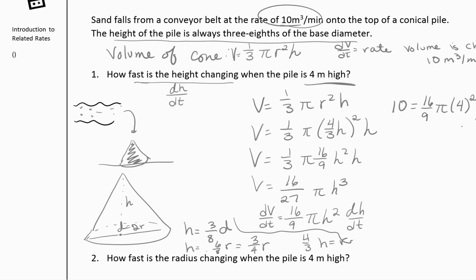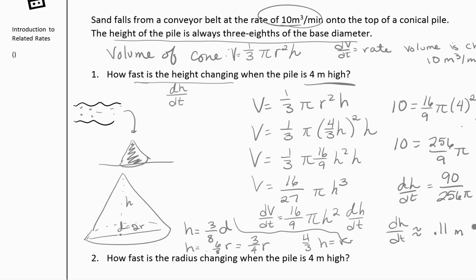So here what we're going to have is 10 equals 256/9 pi dH dt. If we solve for dH dt, we're going to have 90/256 pi. So the rate that the height is changing is approximately 0.11 meters per minute.